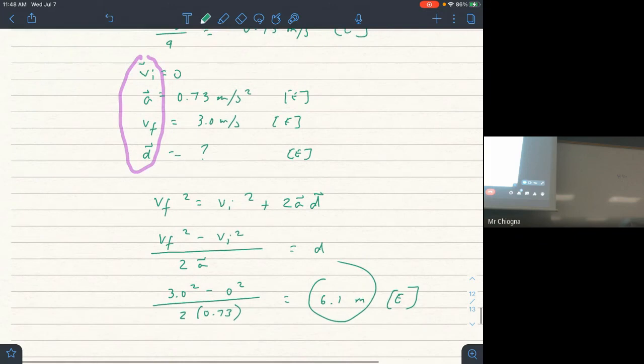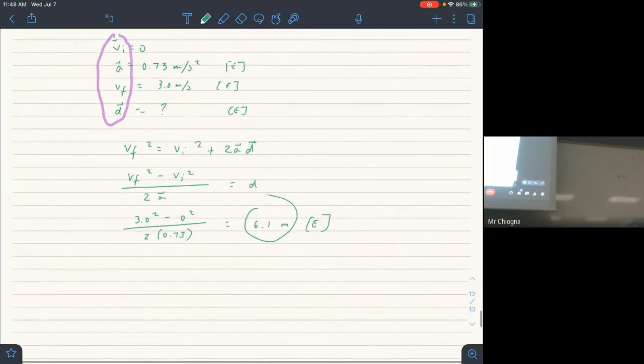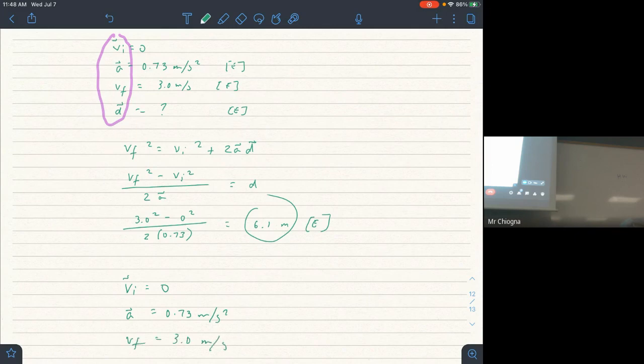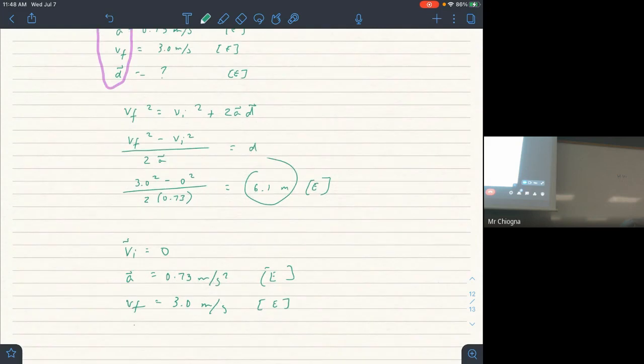What is the time? Go back to this list. Direction is going to hurt. Well, you can include it if you want. And then instead of D, insert T. That's your list.